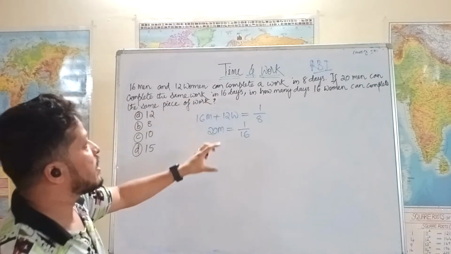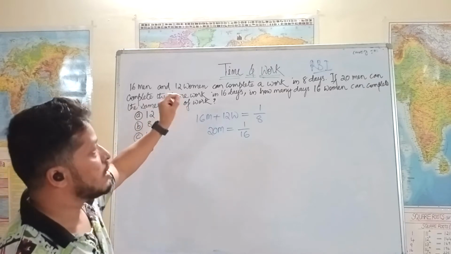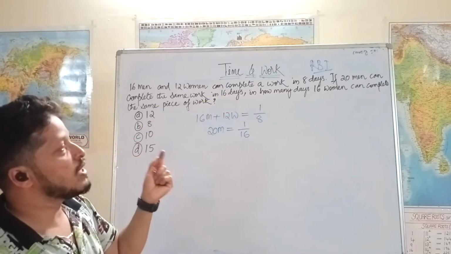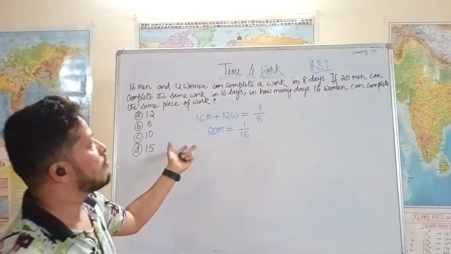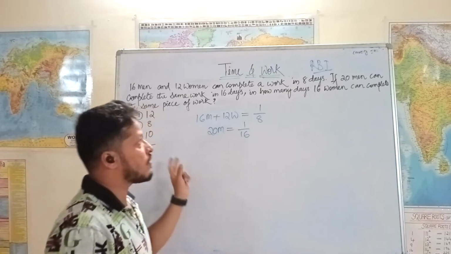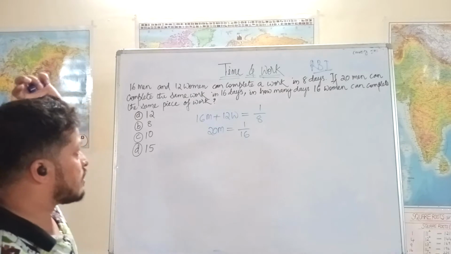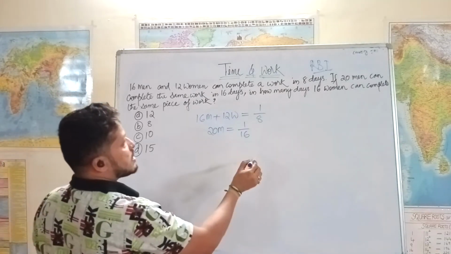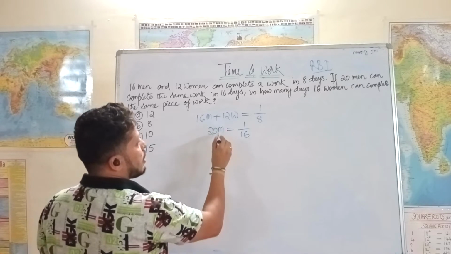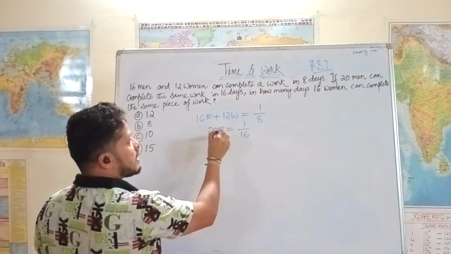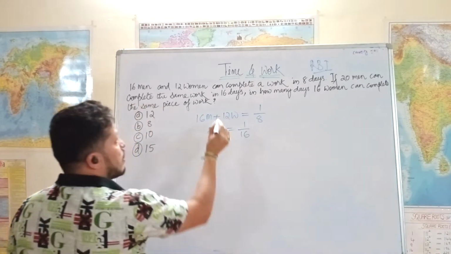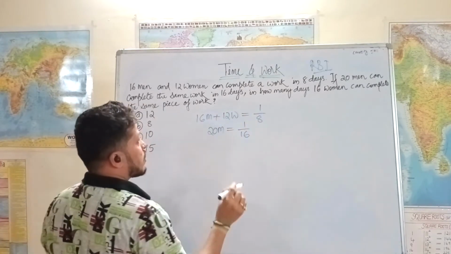Now, in order to find it, we need to see what is the efficiency of women. If we find one woman's 1 day's work, then we just have to multiply by 16 to get the work completed by 16 women. So how do we find that? See, the simplest thing is, we can find men's efficiency, and replace it here, and we can get the value of one woman's 1 day's work.